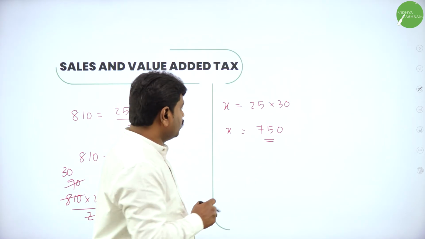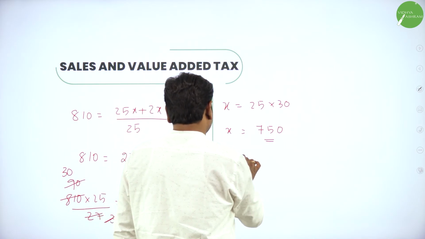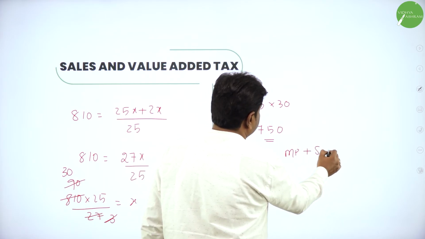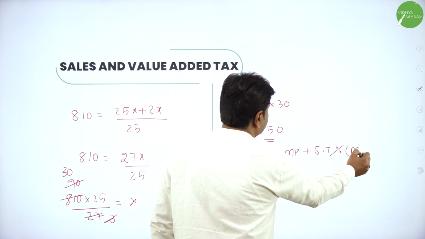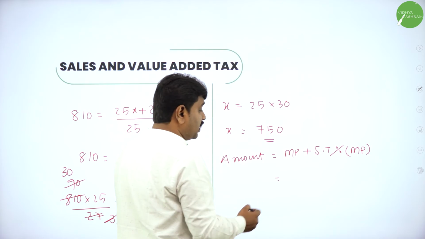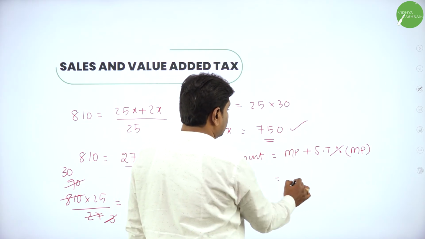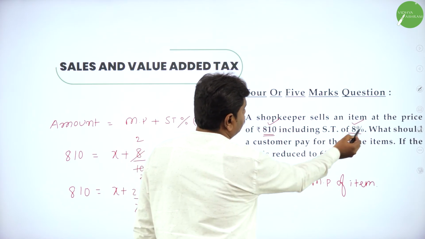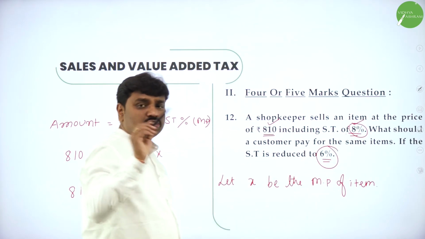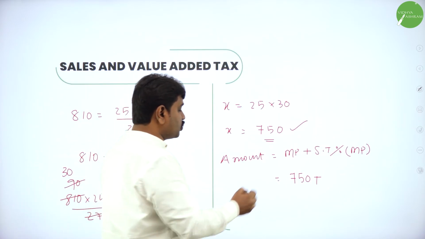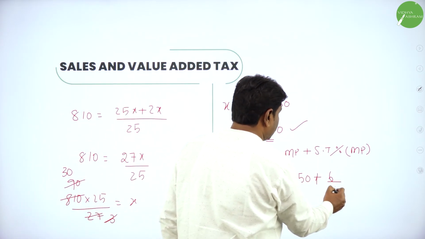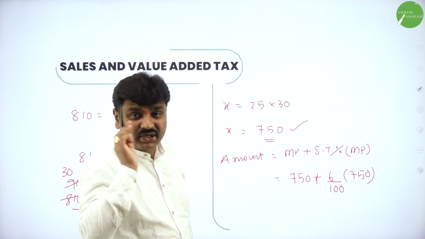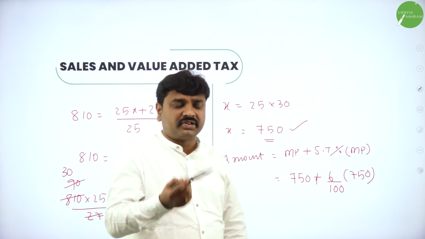Now the question is, if the sale tax is reduced to 6%, what is the amount to be paid? Amount to be paid is market price plus sale tax percent of market price. Do you agree? So what is the market price? They have not given it, we calculated it now: 750 rupees. Earlier sale tax was 8%, but now the sale tax is reduced to 6%. So now he is supposed to pay 750 plus 6% of 750. Calculate at the rate of 6% and add it.